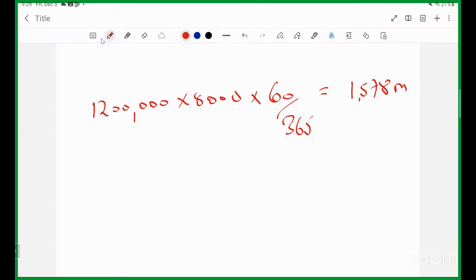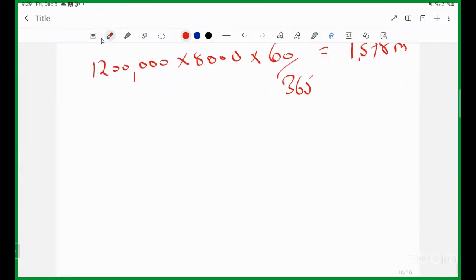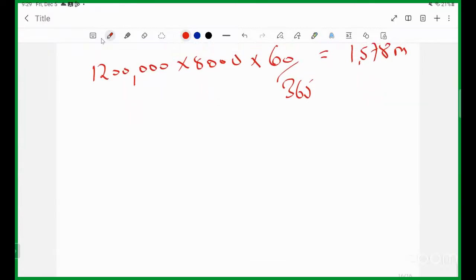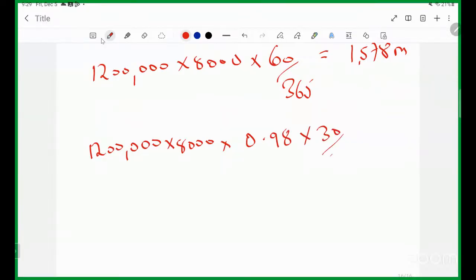And you need to know whether a discount here benefits you or it doesn't. The other one was a cost. Now it has to be a benefit to us. So I can go and say, what do I get if I pay within 30 days? 1.2 million times 8,000 times 0.98, that's the discount, times 30 out of 365. So what am I getting if I pay? It gives me 773 million.